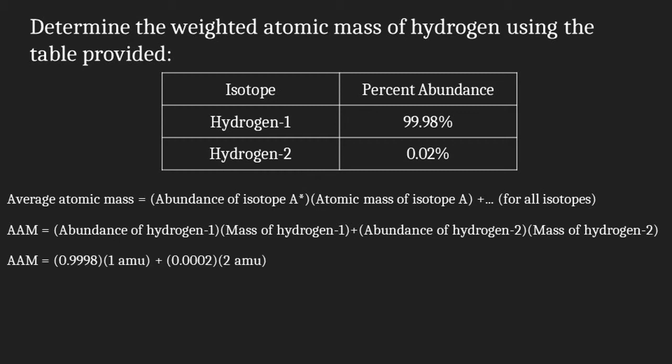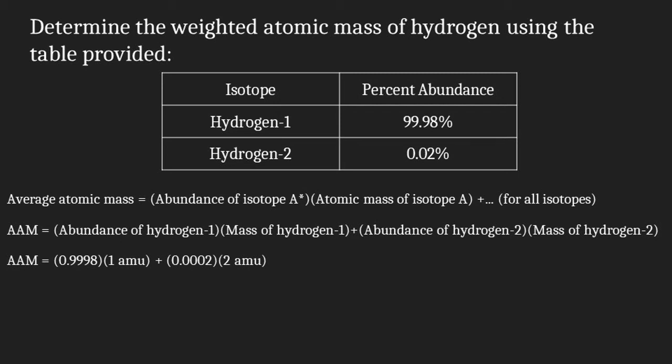We know that hydrogen-1 has a mass of 1, and then we multiply that by 0.9998, which is 99.98% converted to a decimal. And then for the second half, the abundance of hydrogen-2 as a decimal is 0.0002, and since it's hydrogen-2, we know that the mass is 2 atomic mass units.